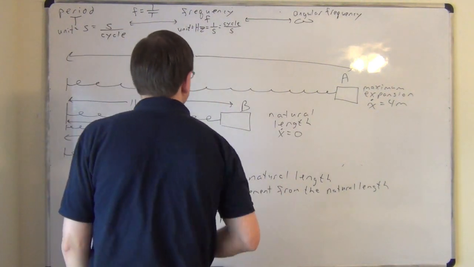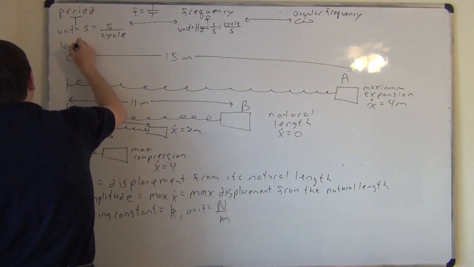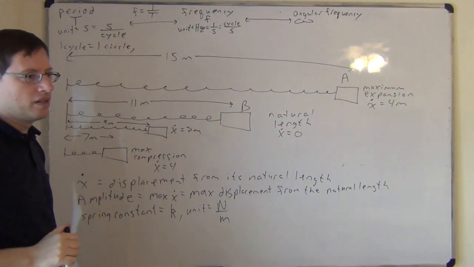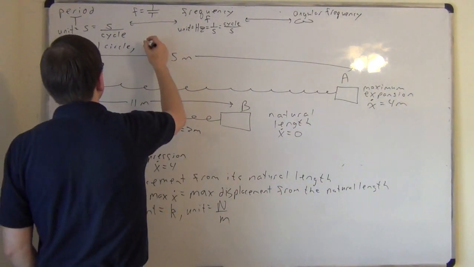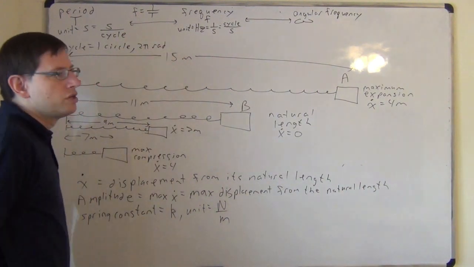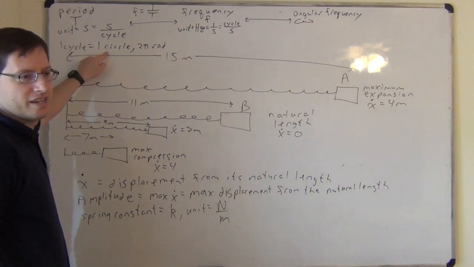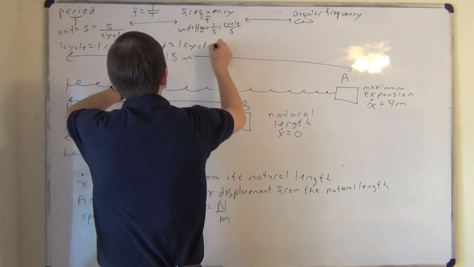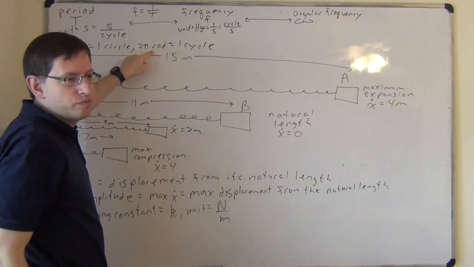So one cycle is going to be treated as a circle. Now, let's review something about circles. How many radians are there in a circle? 2 pi? That's right, 2 pi radians in a circle. So how many radians would there be in a cycle? 2 pi. Because we're pretending that a cycle is a circle. So this is going to be the key idea for this concept. We're going to pretend that one cycle is like 2 pi radians.